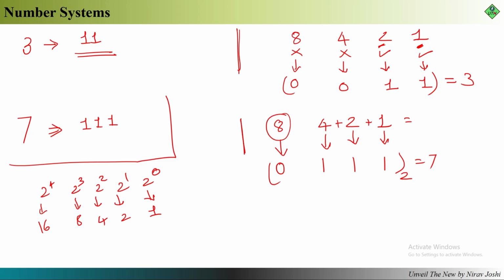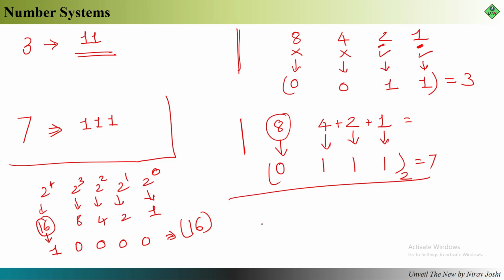But if you have a bigger number, let's say 16. For 16, as we only want to keep 16, we will keep 1 for 16, and for the rest of the places 0 0 0 0. So this becomes the binary of 16.